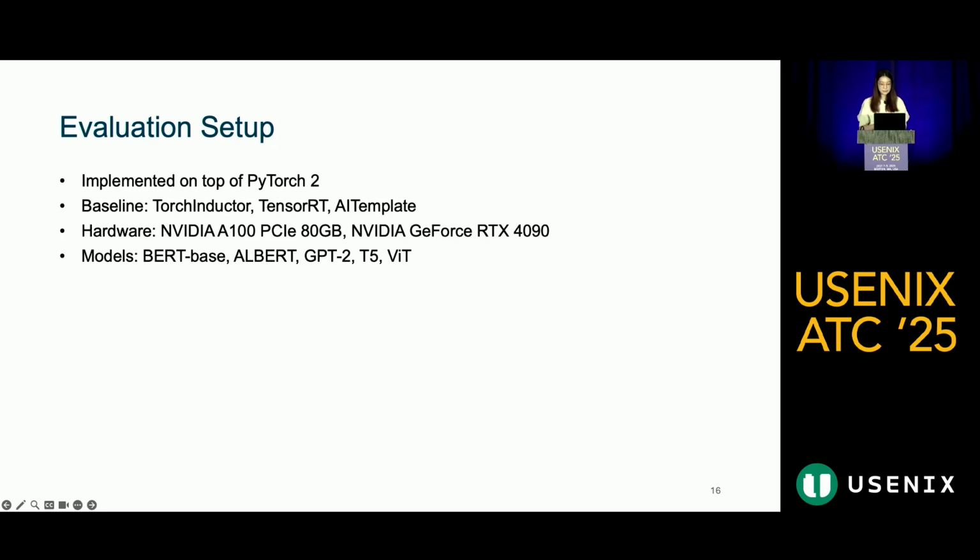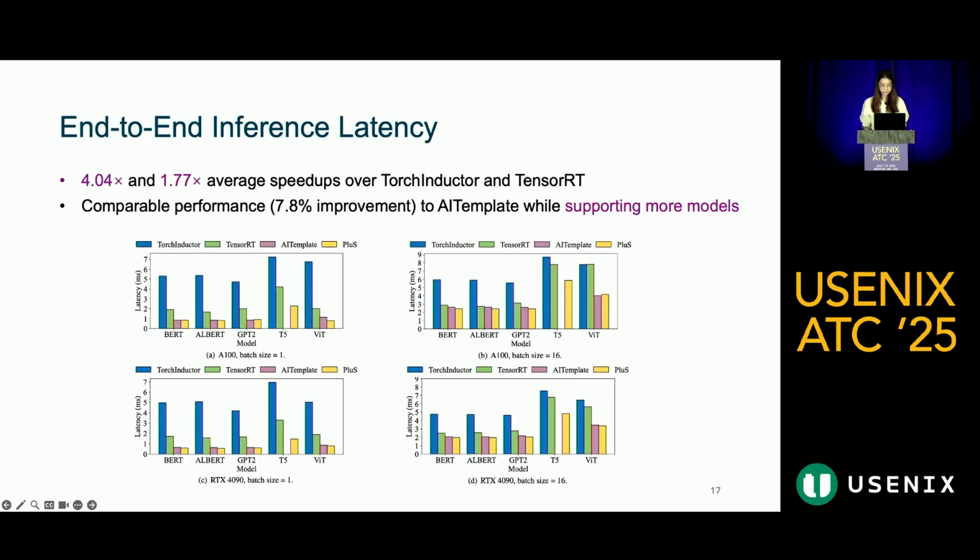We implement PluS on top of PyTorch 2, and for our evaluation, we compare PluS with mainstream DNN compilers, including Torch Inductor, TensorRT, and AI Template. We run experiments on two different GPUs, an NVIDIA A100 and a 4090 GPU, to cover different hardware architectures. For models, we test five typical DNNs: BERT, ALBERT, GPT-2, T5, and ViT.